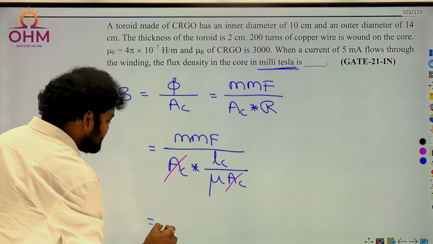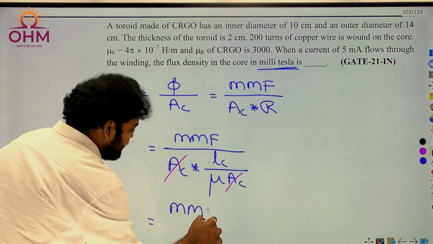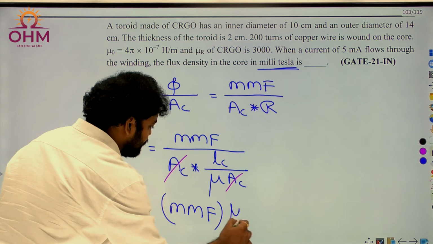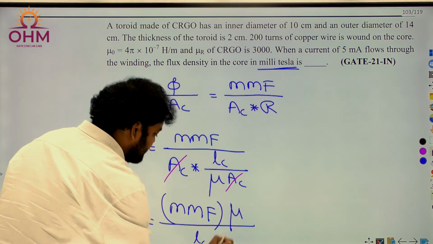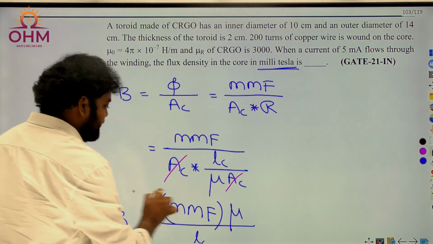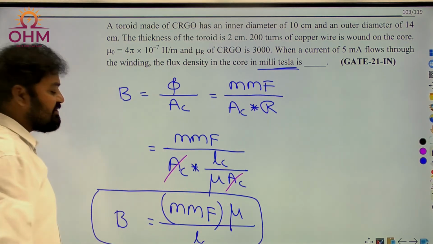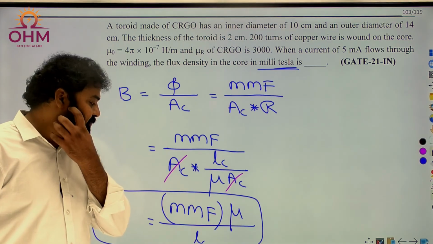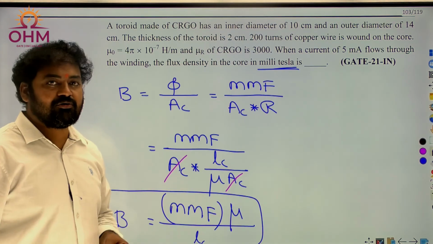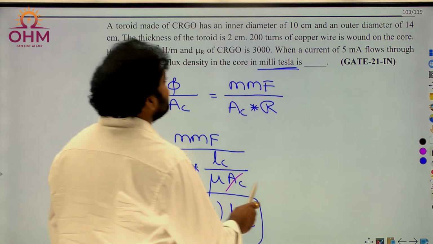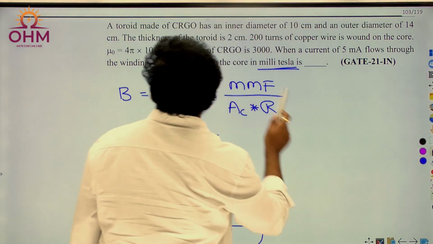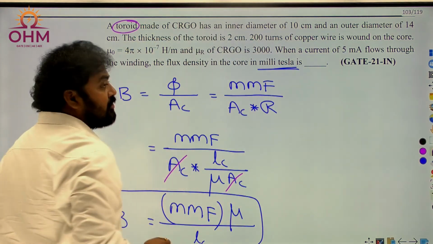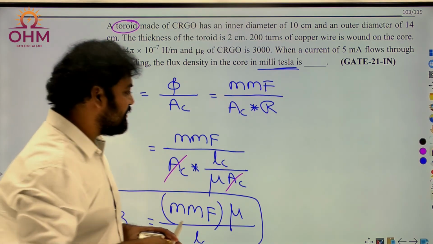That means flux density is equal to mmf multiplied by mu divided by length of the core. Is it nothing but flux density finally? What is the formula for mmf again? Number of turns into current, multiplied by permeability, divided by length of the core. But what type of core is given here? It was clearly mentioned a toroid. A toroid means it's like a ring, a circular ring.